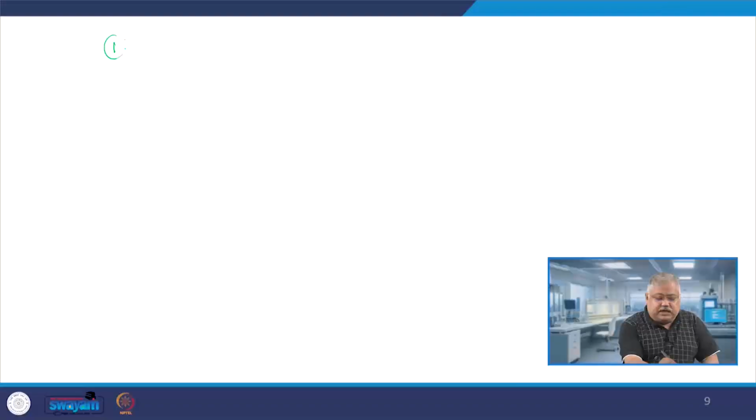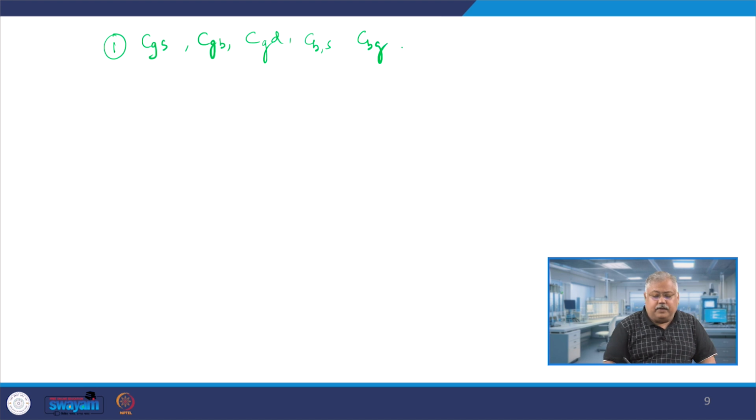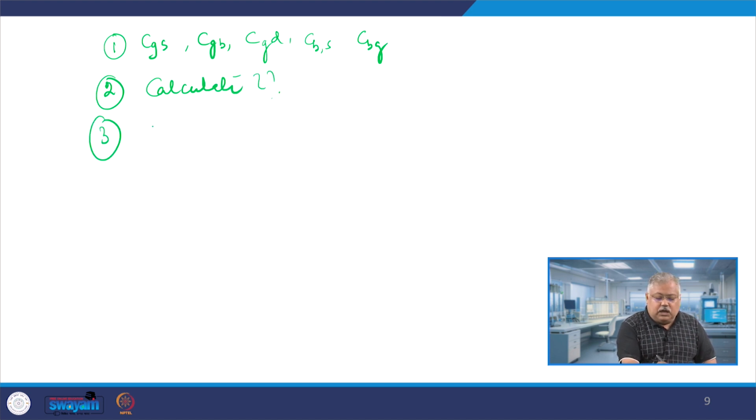We looked into the concept of small signal intrinsic capacitances: CGB, gate to drain, we can also write down gate to drain, and we can also write down bulk to source and CBG, bulk to gate. Then we looked into how to calculate the values of these capacitances. The third point was how these parameters are a function of VDS, which we were trying to find out, right. So these three things we looked into in this class.